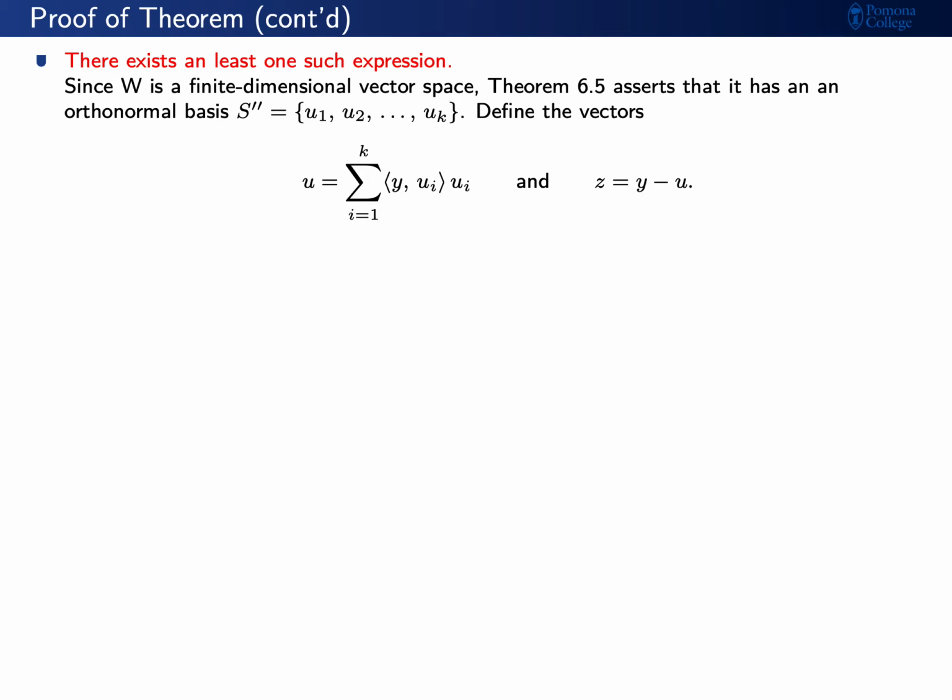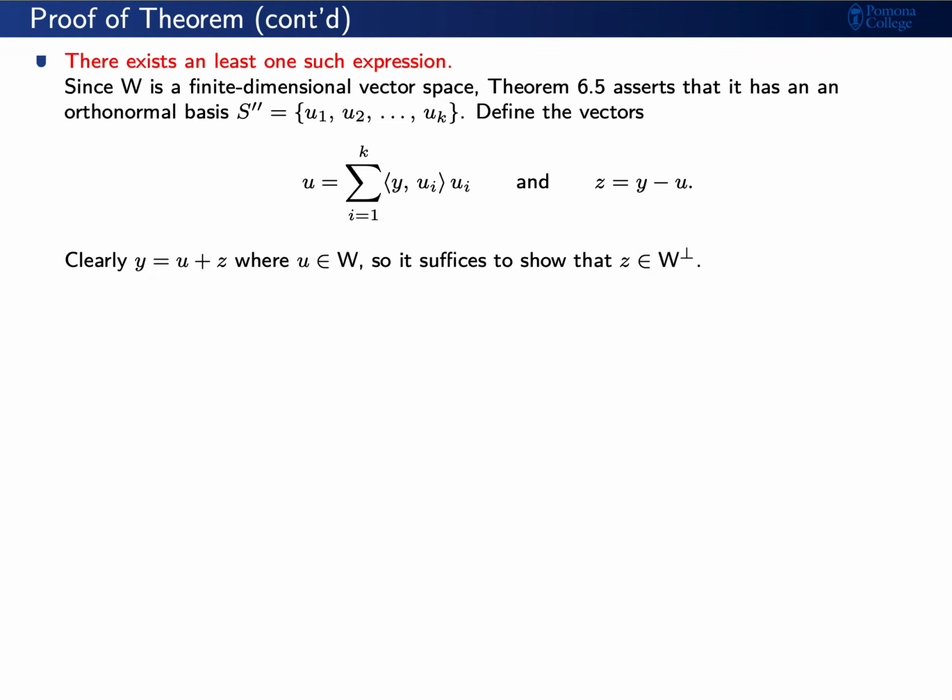So U here equals the sum of the inner product of Y with U_i times the vector U_i in our orthonormal basis. We'll denote Z as Y minus this vector U. From the way we've set everything up, Y must be U plus Z, and the vector U is a linear combination of the basis elements from S double prime, so U must be in the span, that is, U must be in W. So in order to show that there exists at least one such expression as before, we must show that Z is in the orthogonal complement.